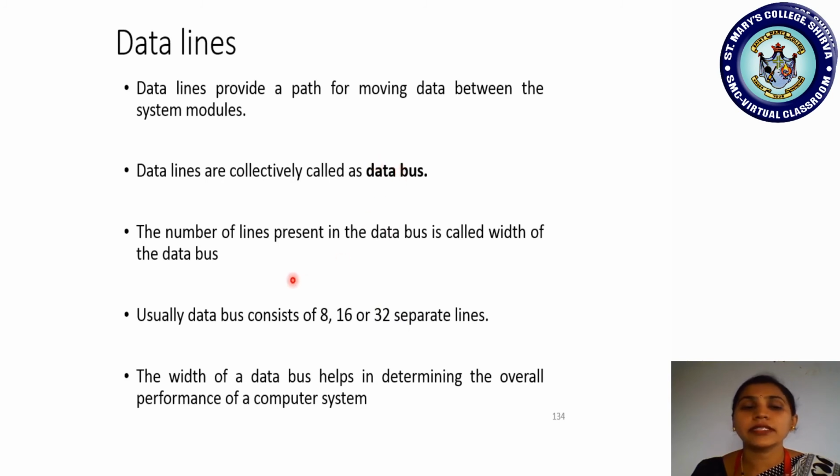Like this. So the number of lines present in the data bus is called the width of the data bus. The width of the data bus will vary. It could be 8, 16 lines, or it could be 32 lines or 64. Did you all understand? What is the meaning of lines here? They are the separate lines which are carrying the digital data, zeros and ones.